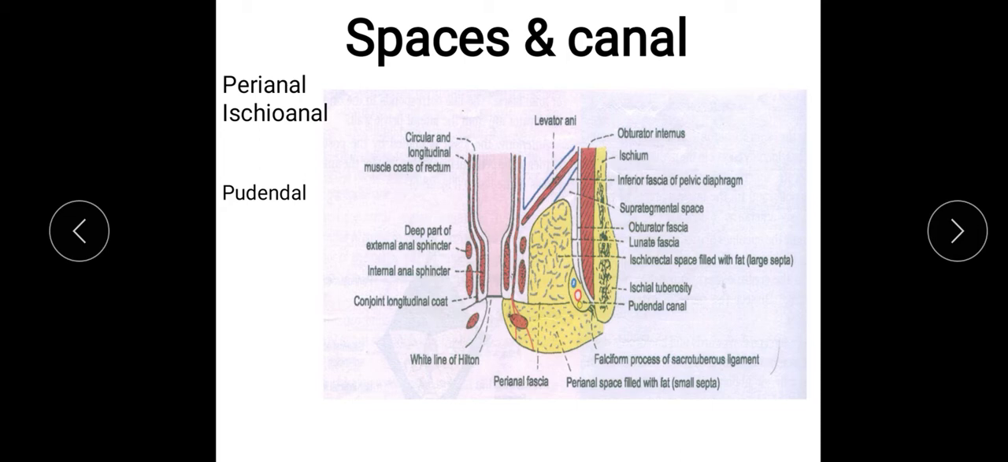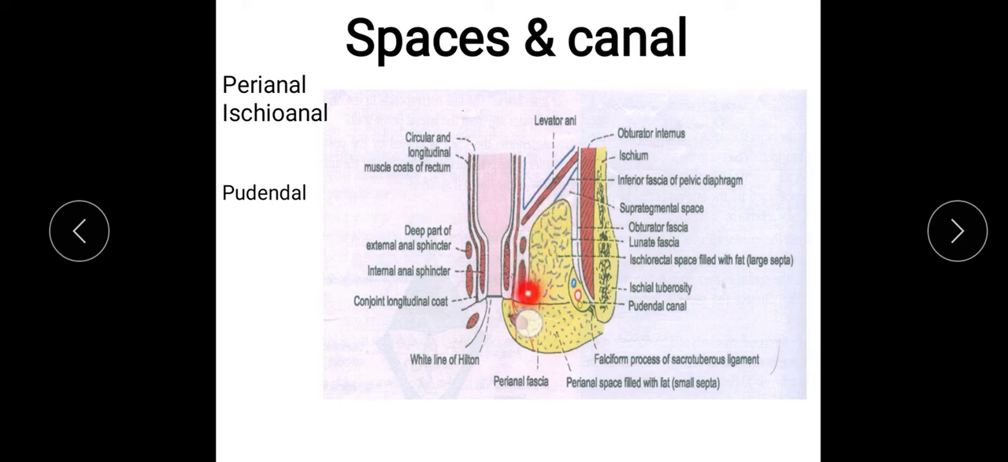This one is the lunate fascia, which arches laterally, or it begins from the pudendal canal and merges medially with the fascia covering the external anal sphincter like this.